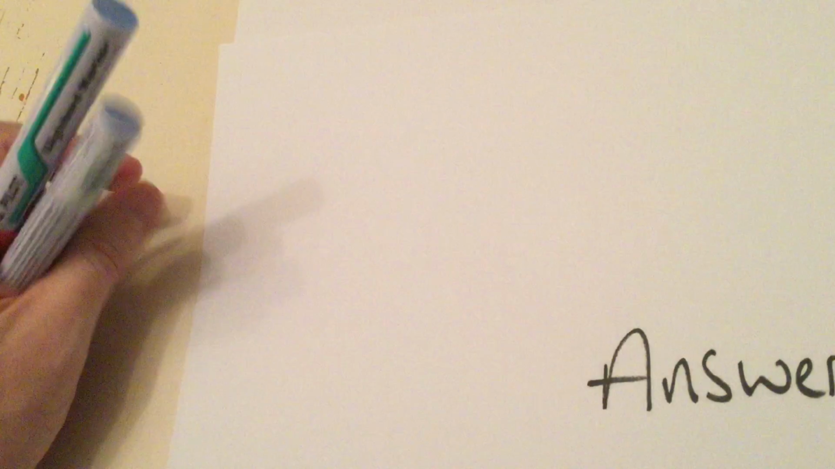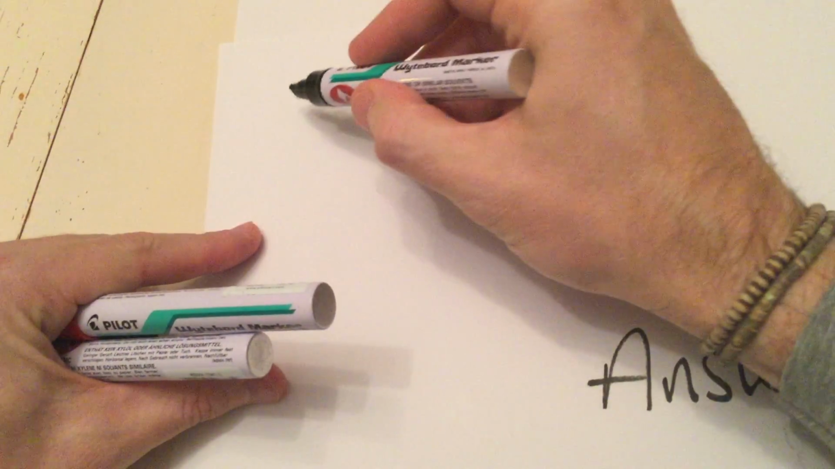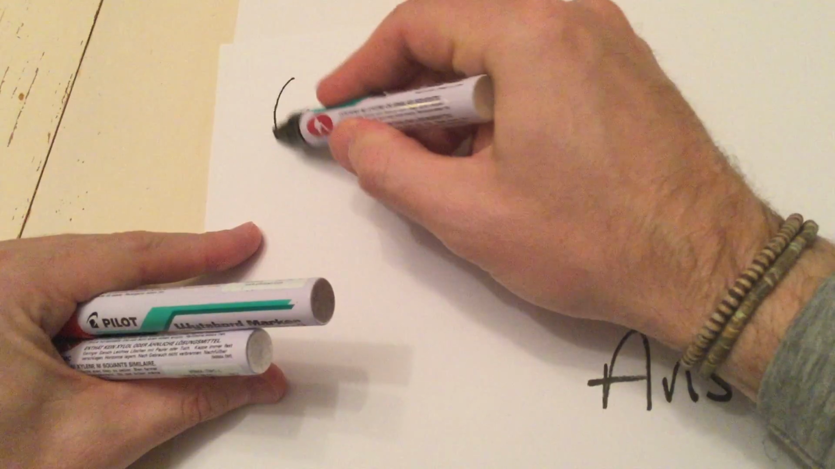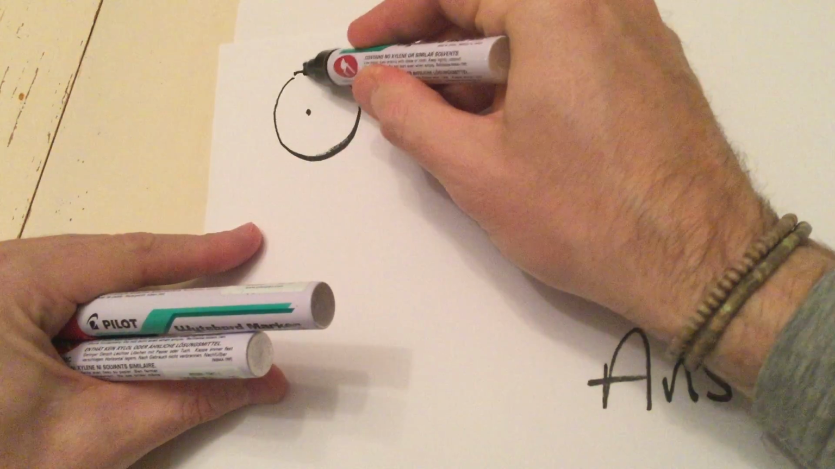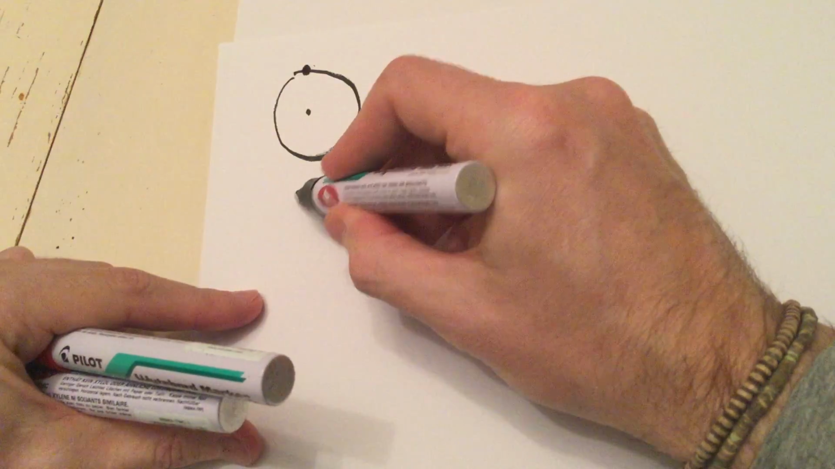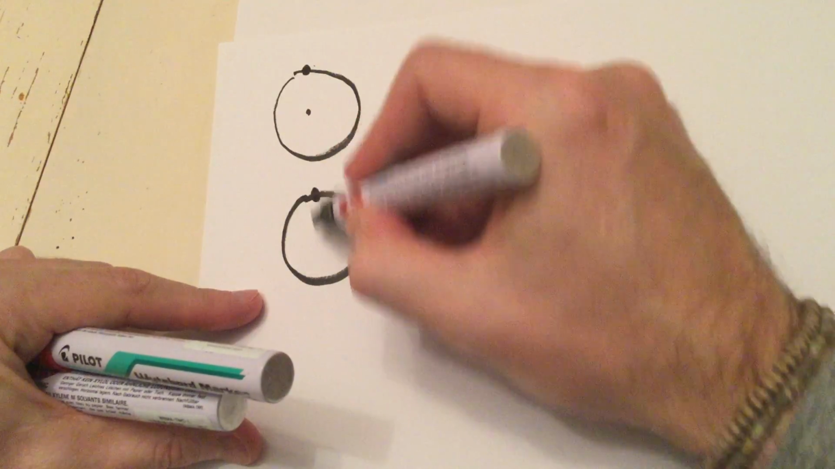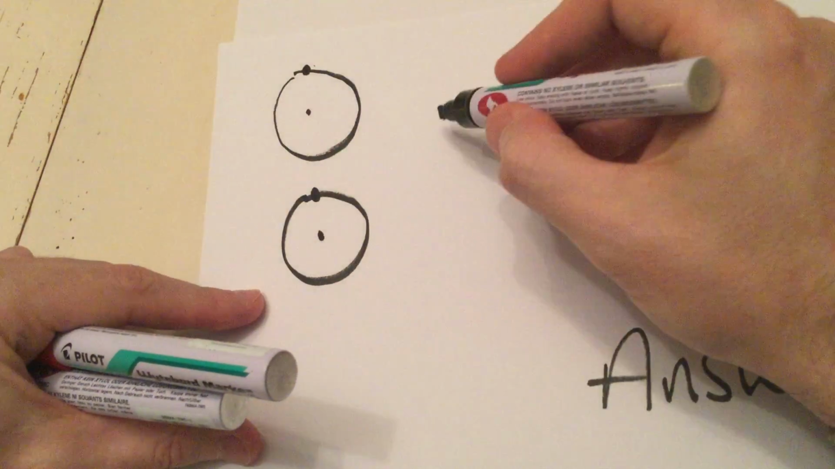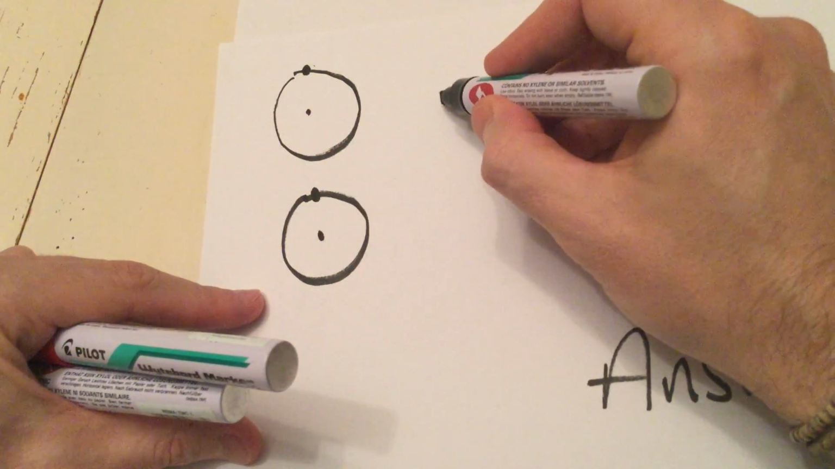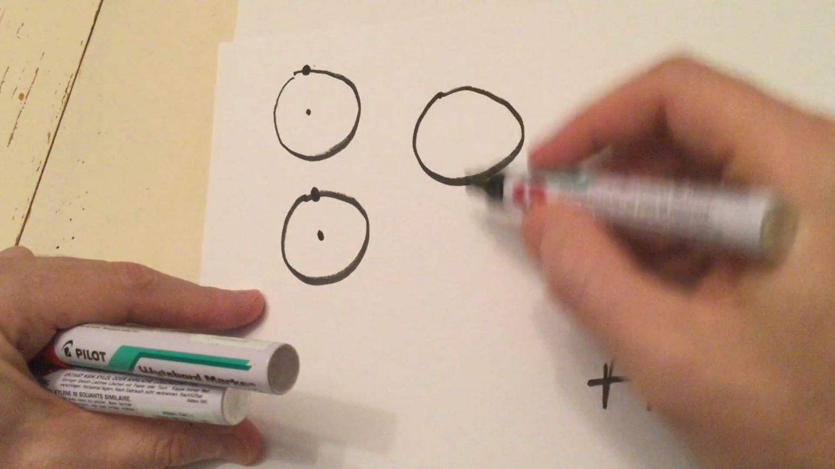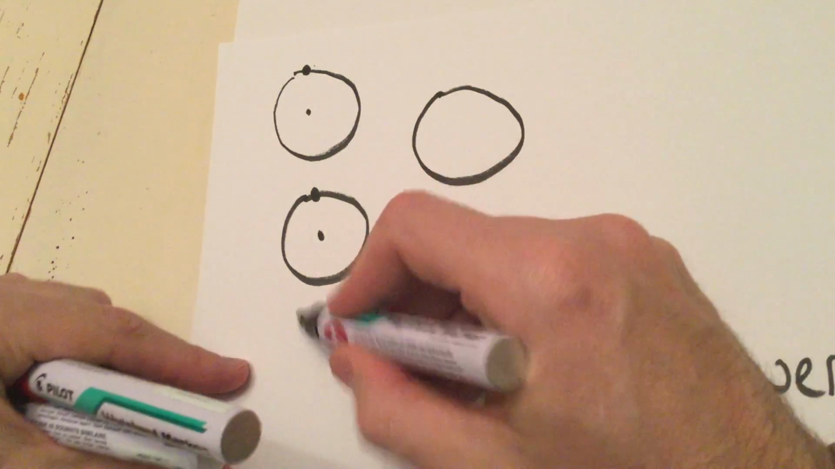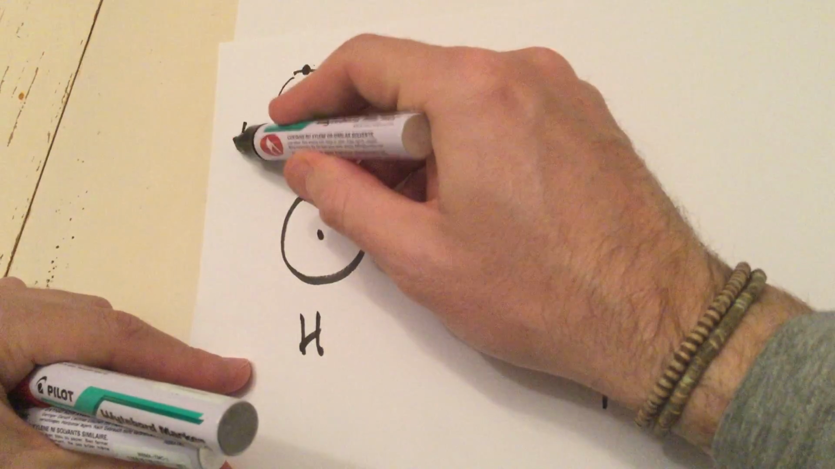Okay, here are the answers. So the first one is hydrogen, and we said it was H2O for water, so there are 2 hydrogen atoms. And again, oxygen we know has got 8 electrons, so these are 2 hydrogens, so I should put that on, and there's an H.